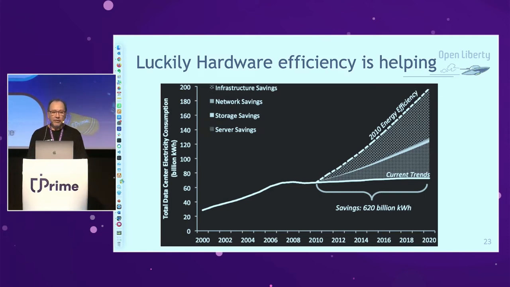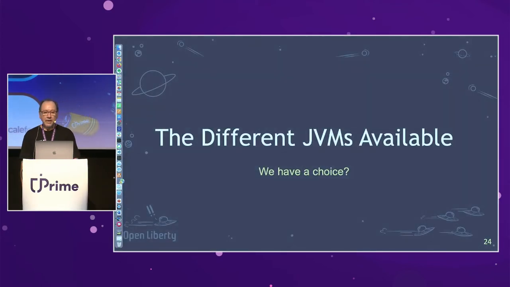Luckily, we have to give a shout out to the hardware engineers who have helped with this. They flattened the curve a little bit with their efficiencies in hardware design, and have really made a change. You notice that was spiking straight up, so they've done their part. Now it's up to software engineers to do their part with making things more efficient. And how do we do that? Well, the JVM is a good place to start. That's what we're going to learn today.